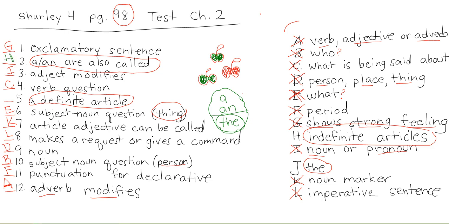If your mom says, go eat a snack, she's not telling you what kind of snack to eat. Maybe you have a whole drawer full of snacks. But if your mom says, go eat the snack that I put out on the counter, that's a specific snack. So J, the, is a definite article. It's telling the snack that your mom wanted you to eat. So we're going to put J over here as the definite article.